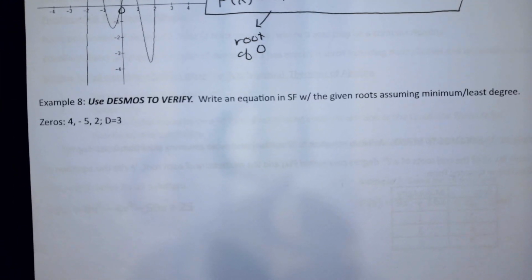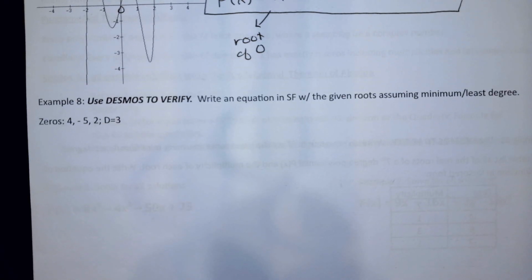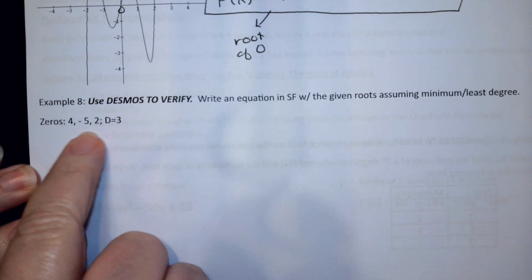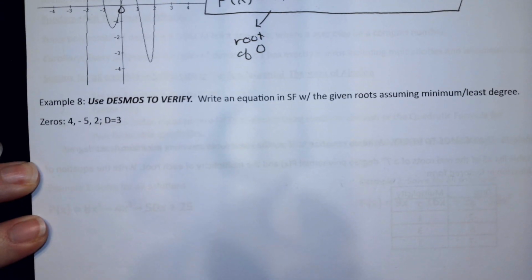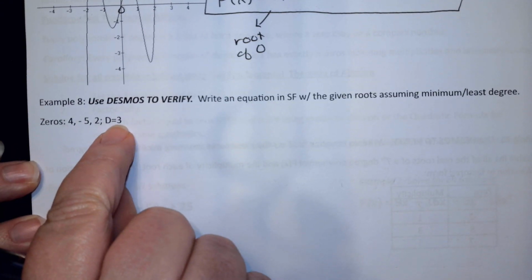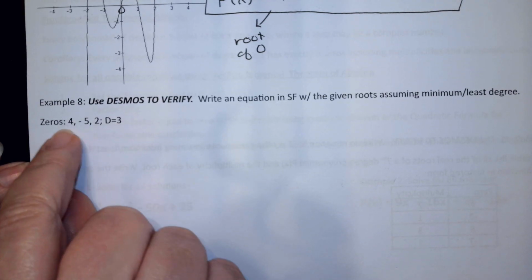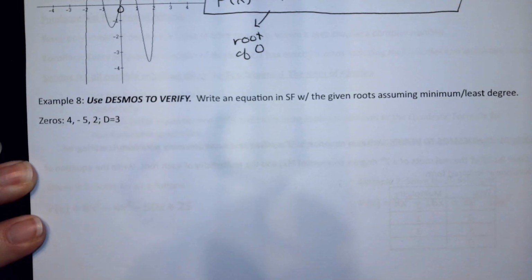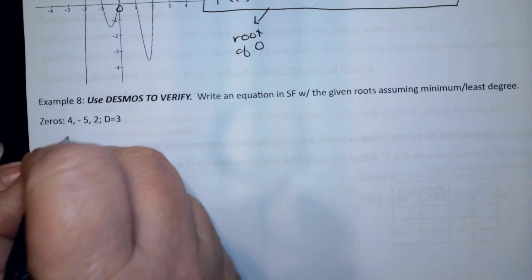For example 8, they're telling us to use Desmos to verify. So we want to write an equation in standard form given the roots, assuming a minimum or least degree. That just says that it's used the smallest amount of times. Here we're not listed anything with any multiplicities. We say we have a degree of 3, so that means we should have 3 solutions. So we got 1, 2, 3 solutions. So we'll come right here and write it in factor form.